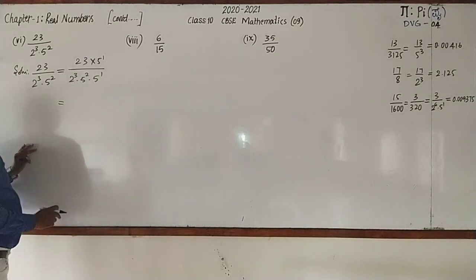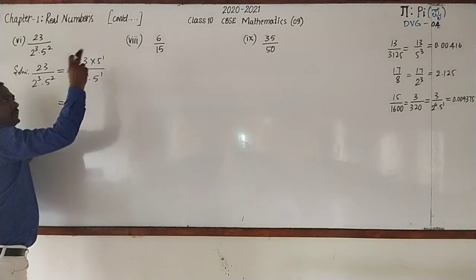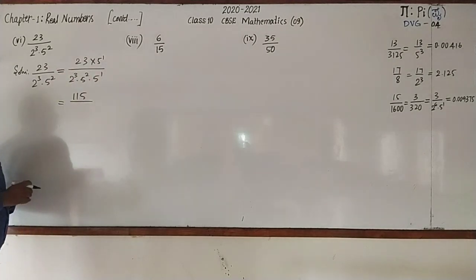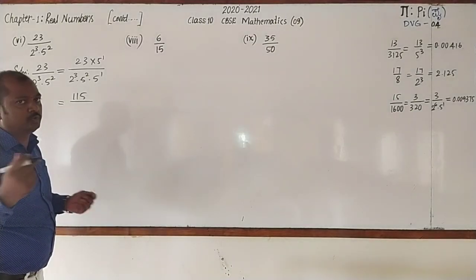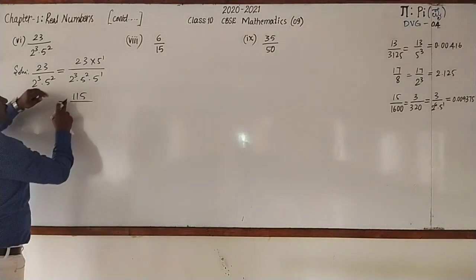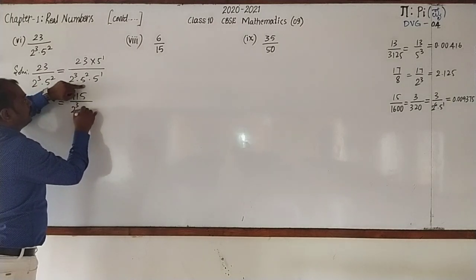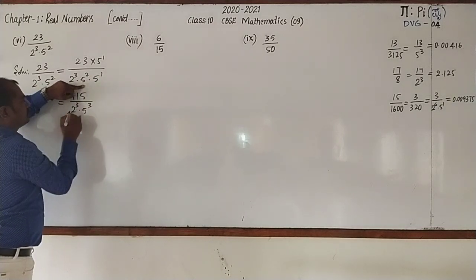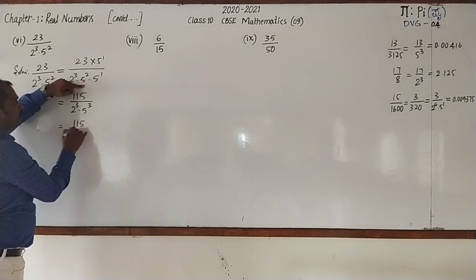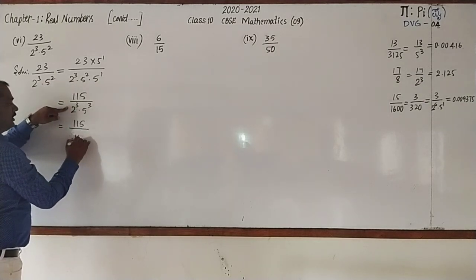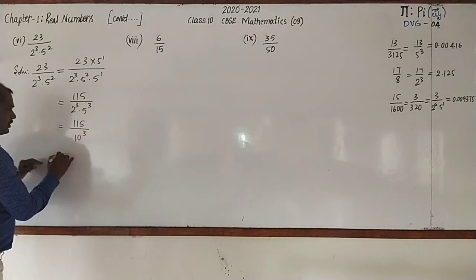Now 23. 5 raised to the power 1 is 5. 23 5s are 115. Now the denominator is 2 raised to the power 3 into 5 raised to the power 2 plus 1, which is 3. It is equal to 115 by 2 raised to the power 3 into 5 raised to the power 3, which is 10 raised to the power 3.